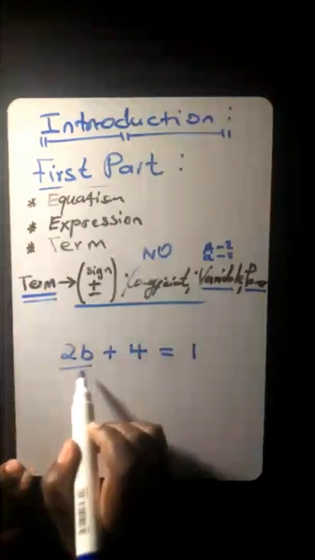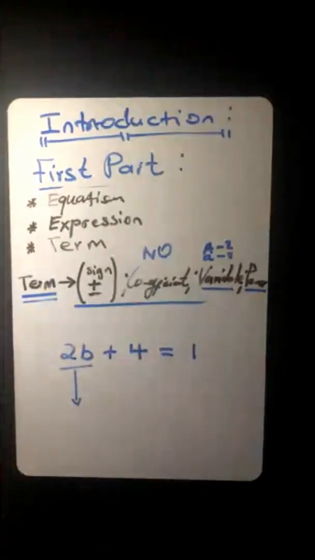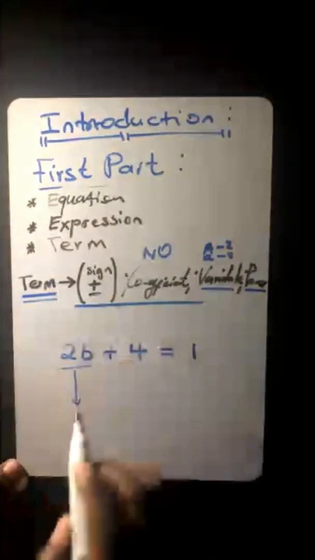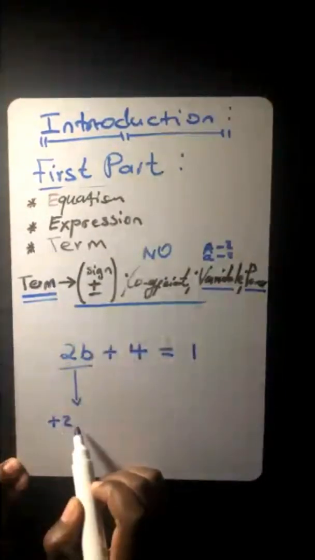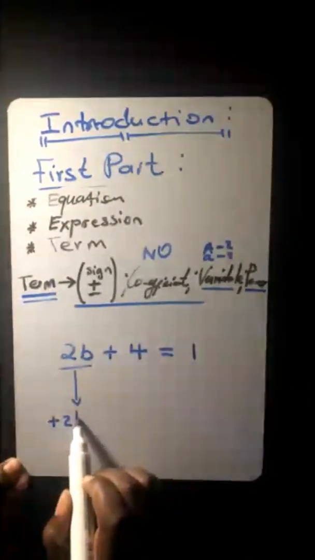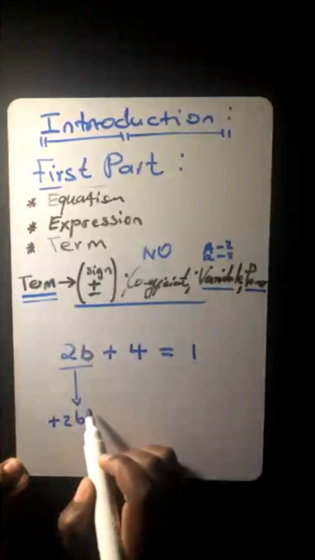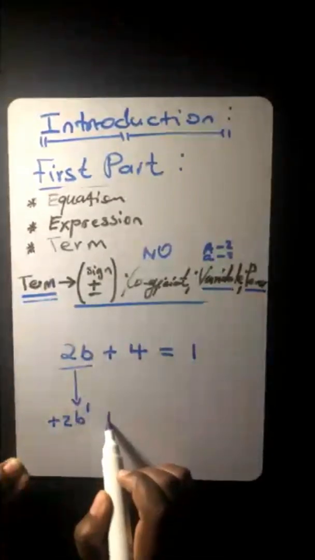Let's try to interpret that first term, Mr. Ferdinand. What is the sign there? The sign is positive. What is the coefficient there? The coefficient is 2. What is the variable there? The variable is b. What is the power there? The power is 1.